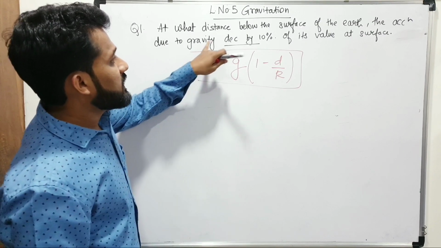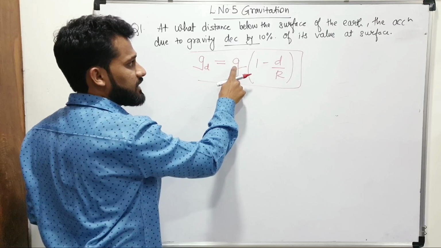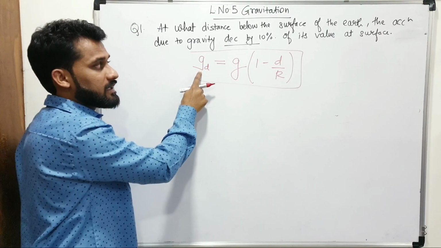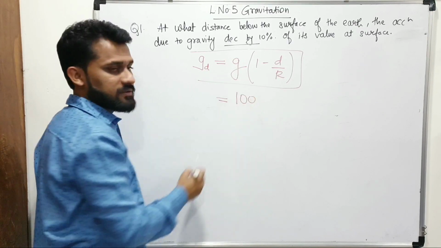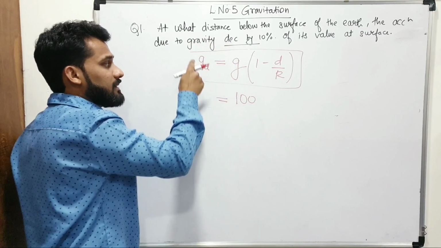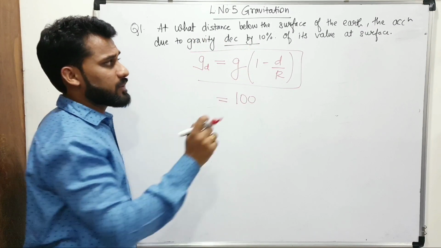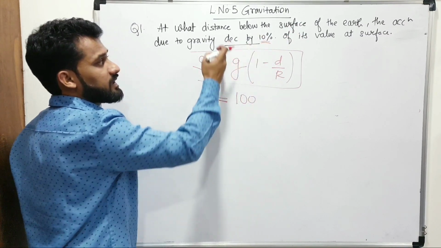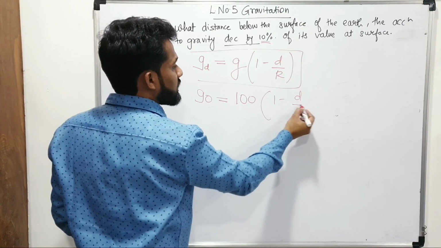Now, if the gravity decreases by 10%, means if the original gravity is 100, it will decrease by 10%, so it will become 90. Whenever there is a question of percentage, you can treat the original as 100. So if it decreases by 10%, this will become 90 times 1 minus d by R.